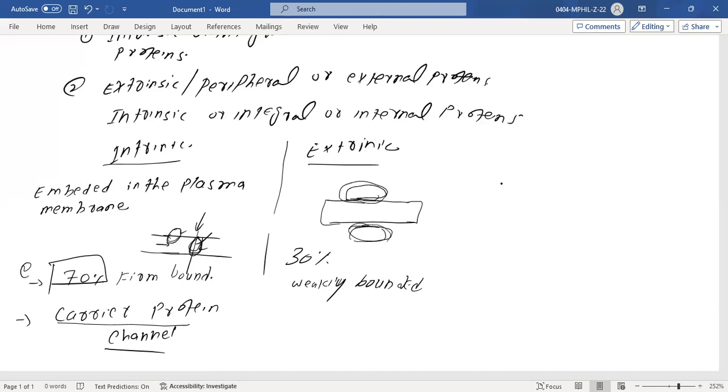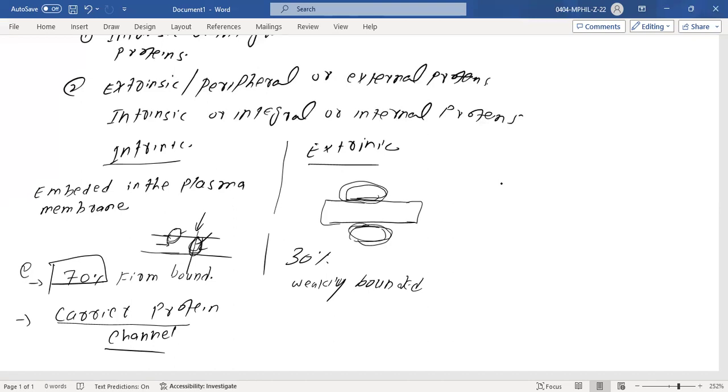But in case of intrinsic proteins, you can easily observe that the maximum part of the protein is embedded in the lipid bilayer. It means it is firmly bound and not easy to detach from here. But in case of extrinsic proteins, it is possible to detach, because they are not embedded in the membrane. They are present outside or inside the plasma membrane.